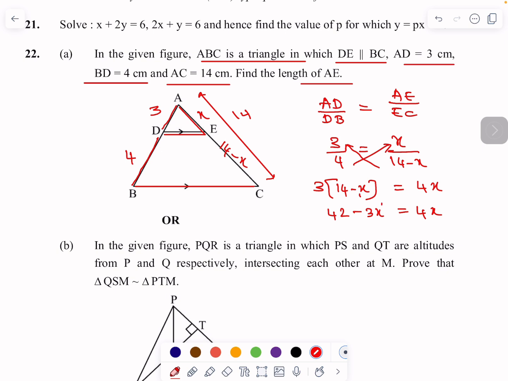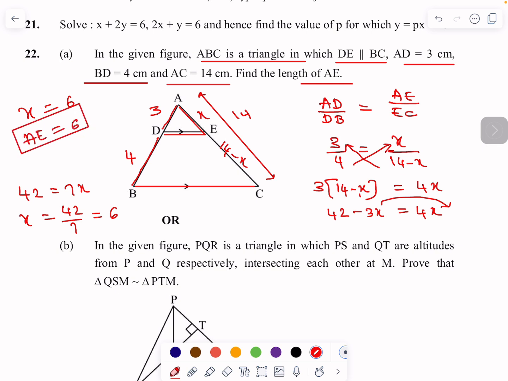So minus 3x, when you take it to this side it will become plus 3x, 4x plus 3x is 7x. So 42 equal to 7x. So x equal to 42 by 7, x value is 6. Where x value is 6, which indicates the AE value. Therefore, AE is equal to 6. You can write it like this.